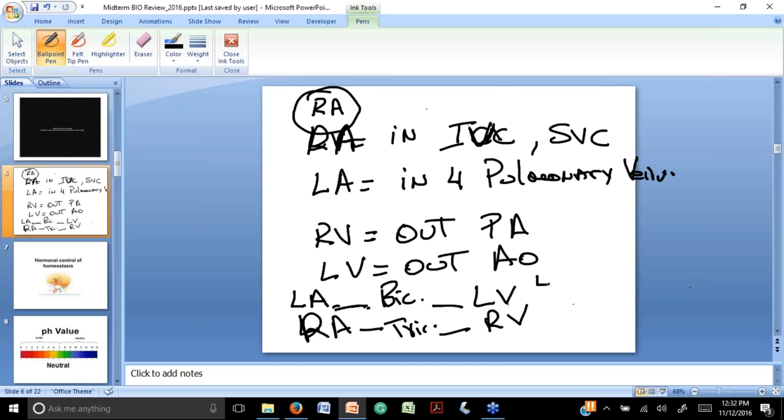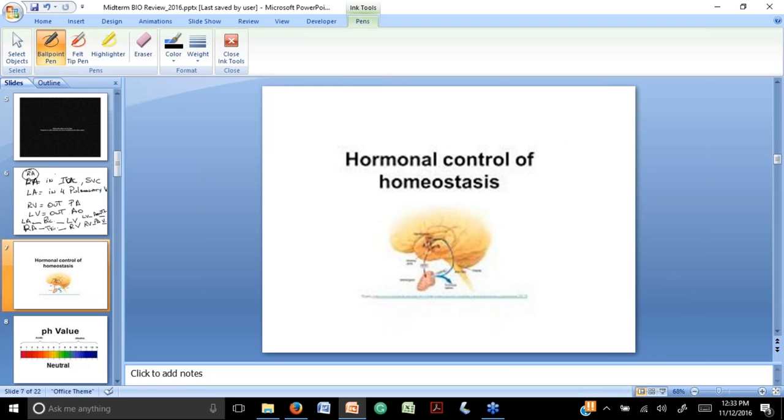What is in between the left ventricle and the aorta? What is in between the right ventricle and the pulmonary artery? You have time to think already. Between the left ventricle and the aorta, we have the aortic valve. And between the right ventricle and the pulmonary artery, we have the pulmonary artery valve. Okay, so that is approximately how it is going to be asked. So please just remember that.